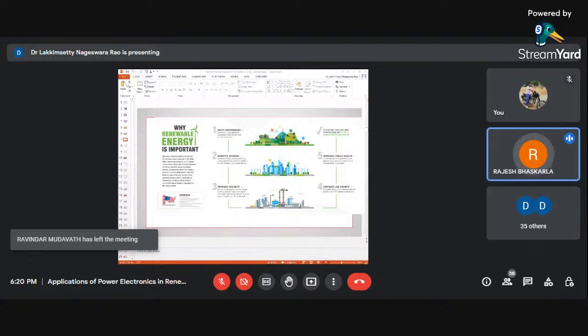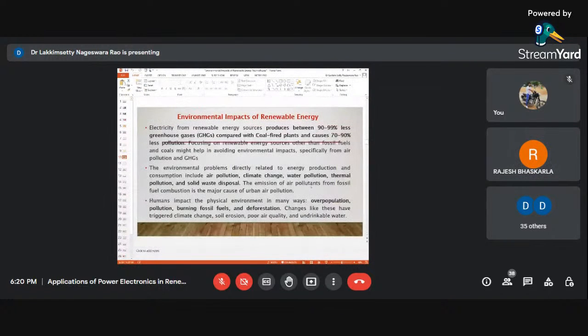Why renewable energy is important? That one, sir. Okay. This is now clear. Yes, sir. Environmental impact. Yes, sir. Okay, fine.